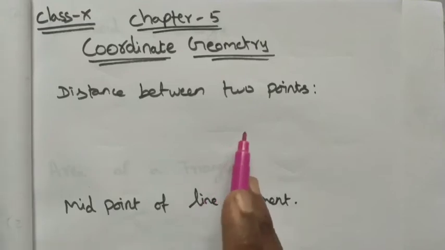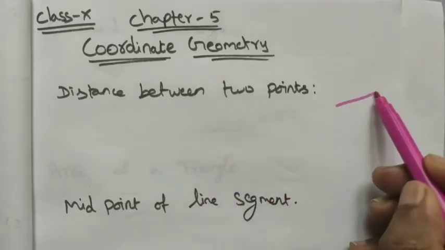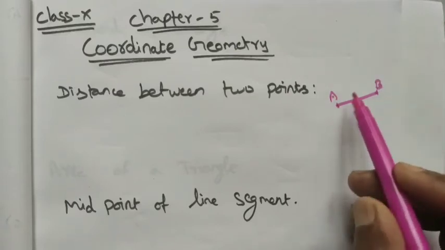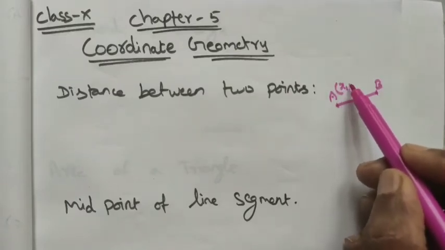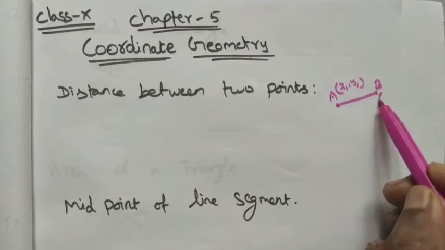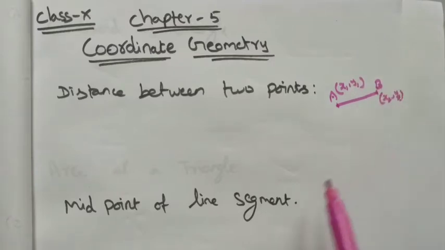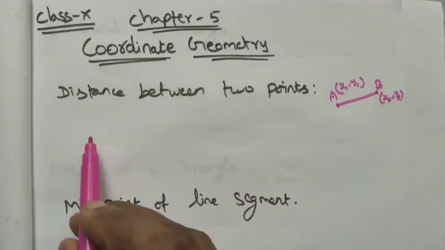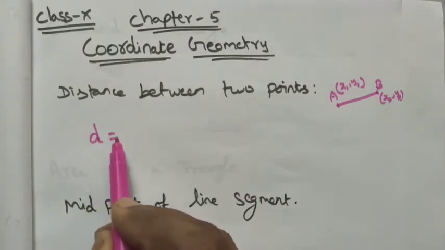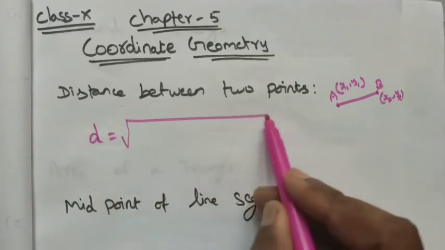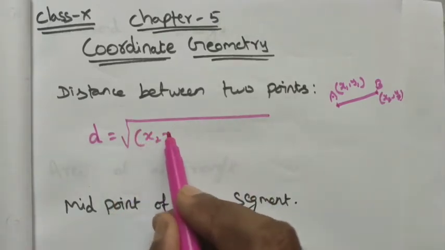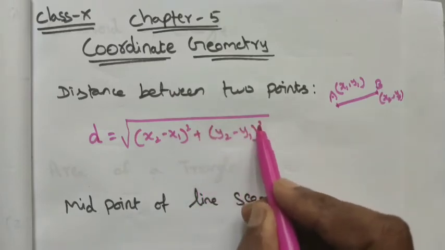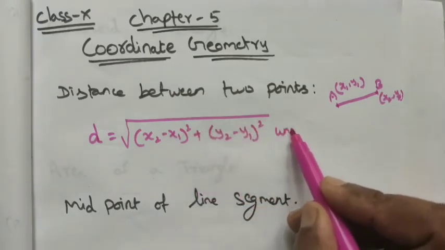The distance between two points: if you want to find the distance between point A and point B, where point A is (x1, y1) and point B is (x2, y2), we have the formula. The distance d is equal to the square root of (x2 minus x1) whole square plus (y2 minus y1) whole square units.